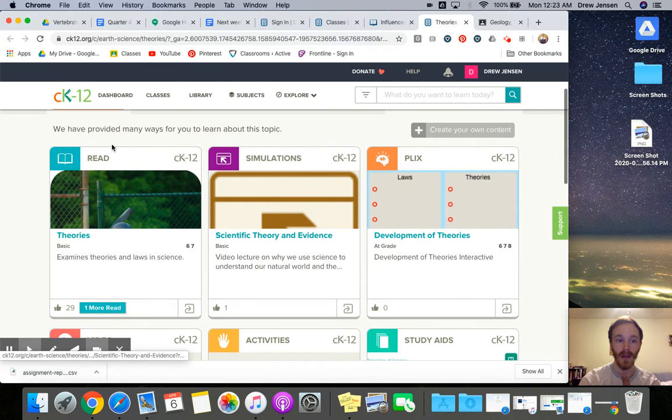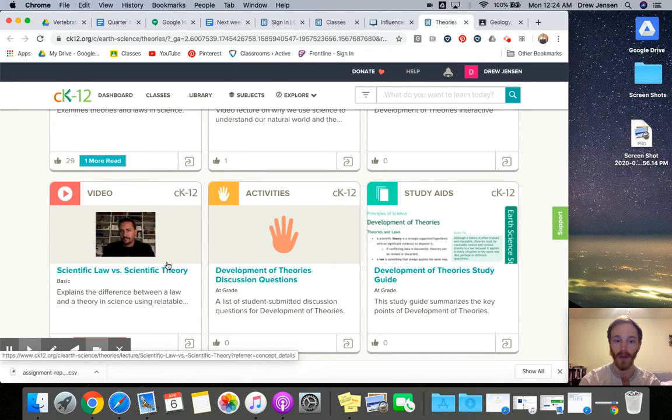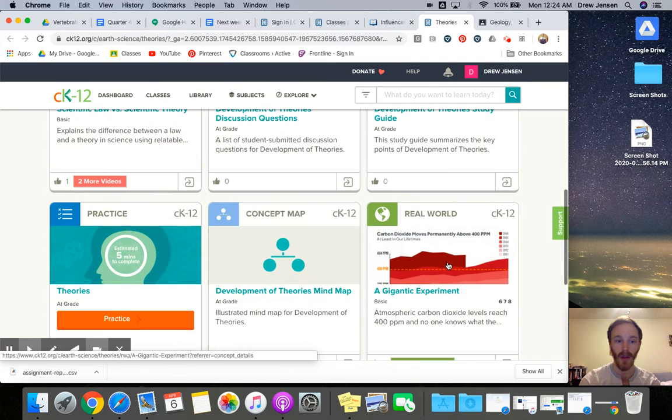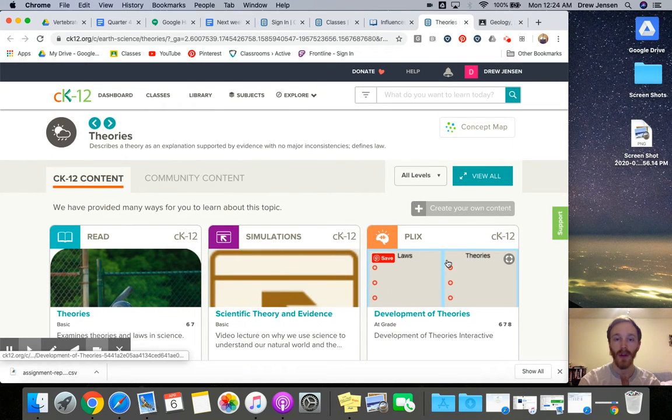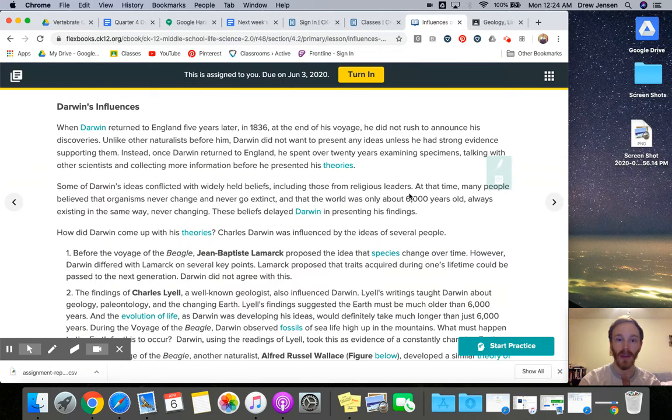And as you can see, they have readings, they have simulations you can do, these little interactive things here, some more videos, activities, all sorts of stuff for you to be able to practice and learn this stuff, guys. So don't feel like you just have to do what we're doing. You can definitely go beyond and explore other things, but ours is going to be kind of the basics of what we want you guys to do.